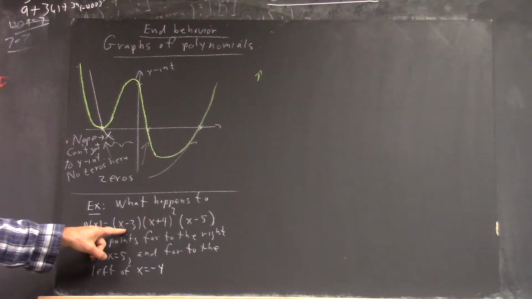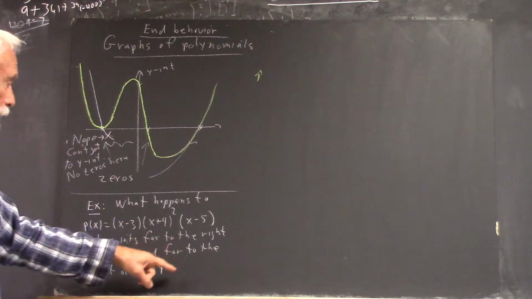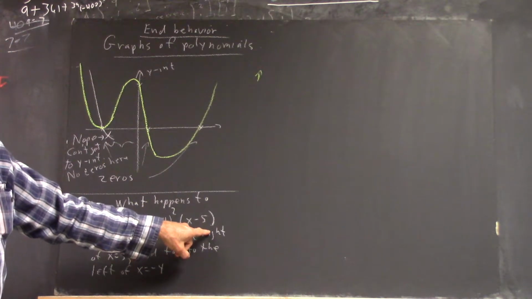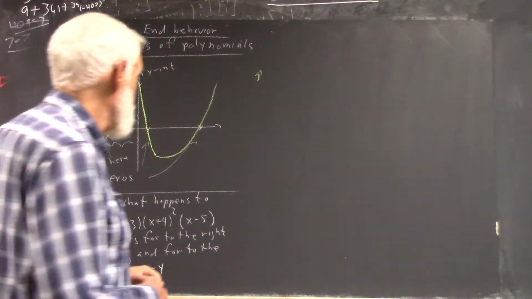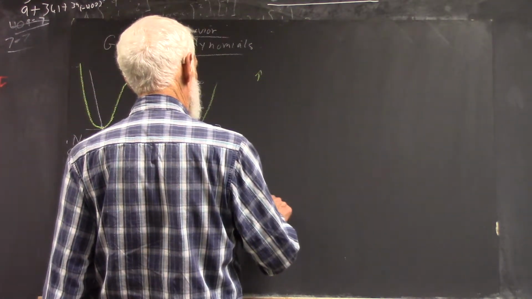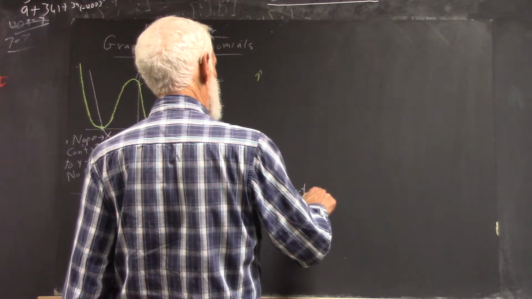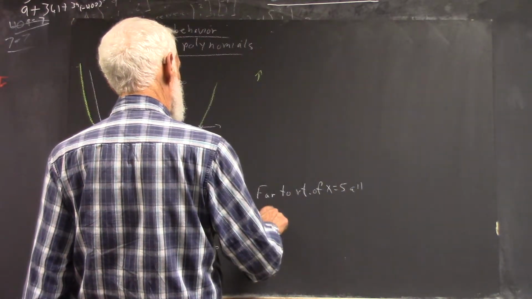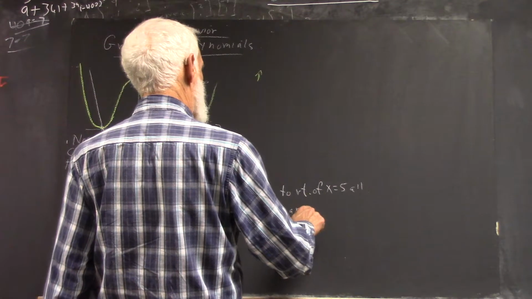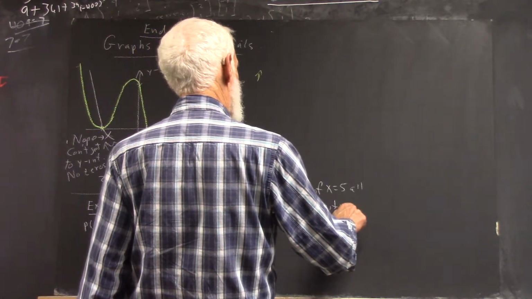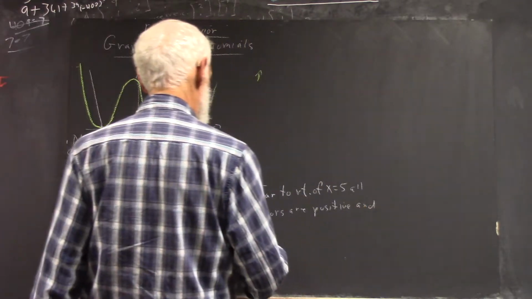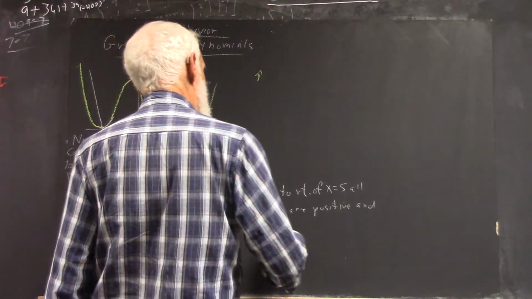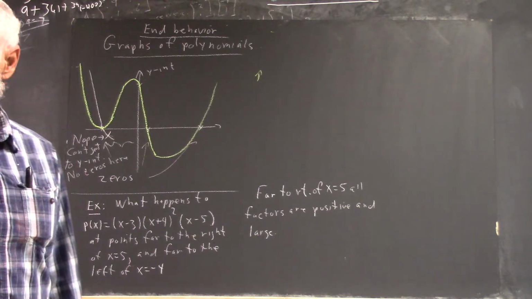So is this positive or negative for big x? Positive. Yeah. If you're far to the right of x equals 5, then all these are positive, okay? Okay, so we can reason out. All the factors are positive and large, right?